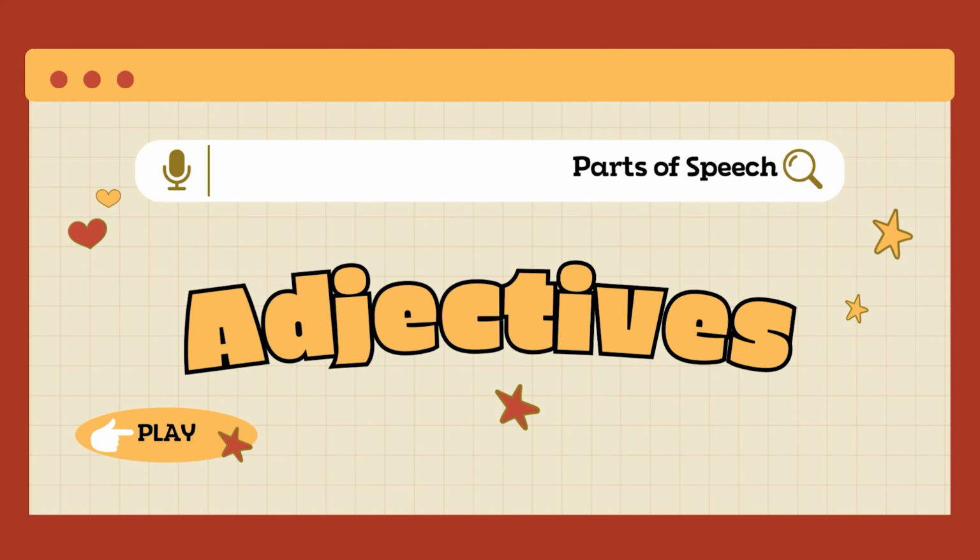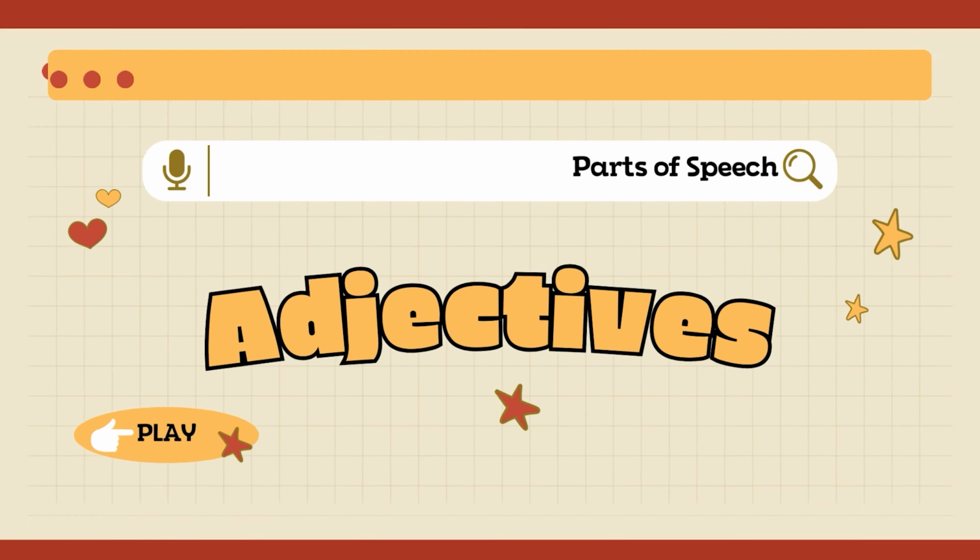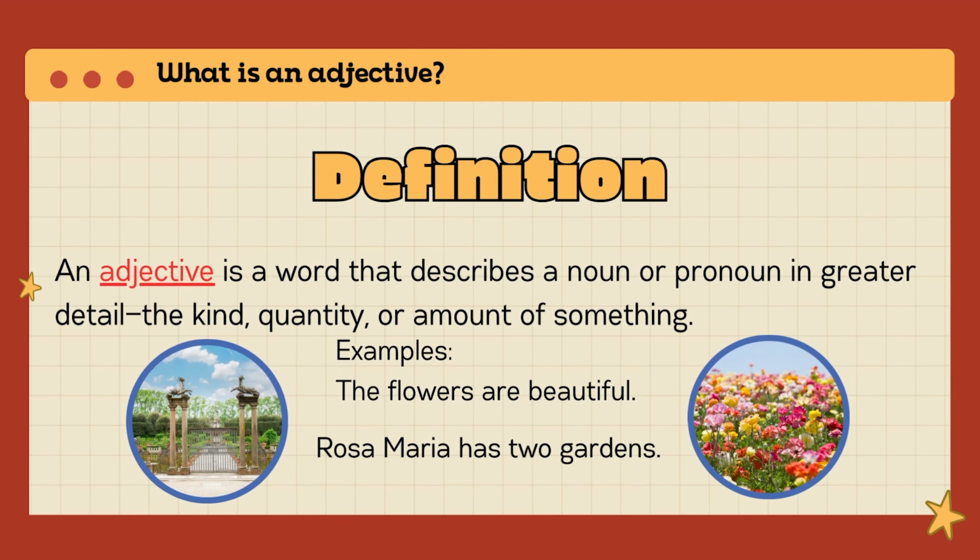Hello. So today we will talk about the adjectives. An adjective is a word that describes a noun or pronoun in greater detail by emphasizing its limits, pointing to a location, indicating ownership, and asking.